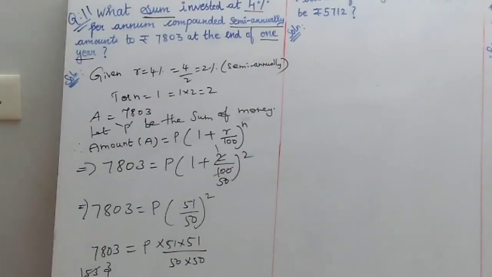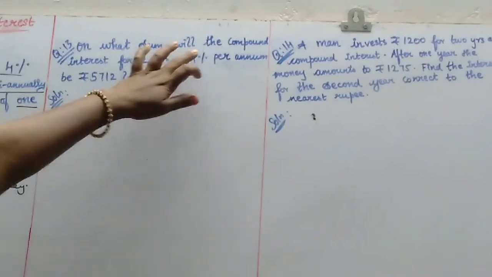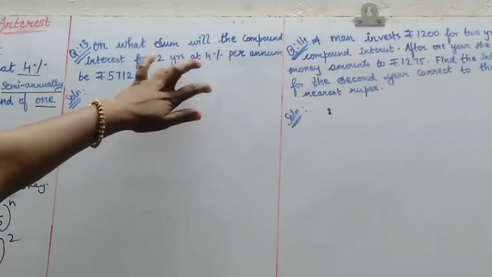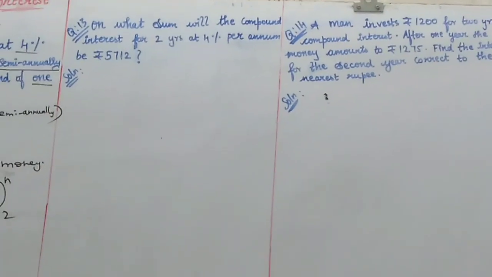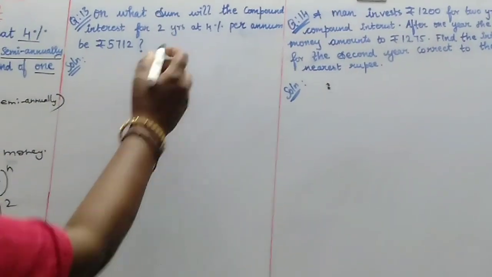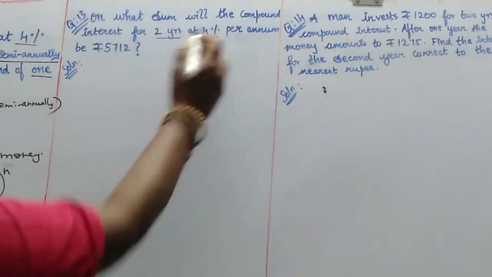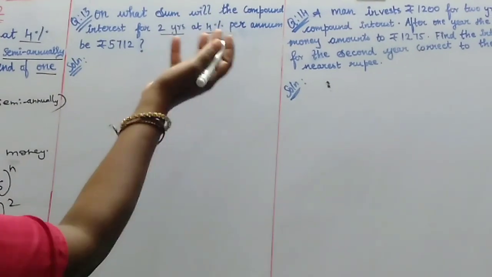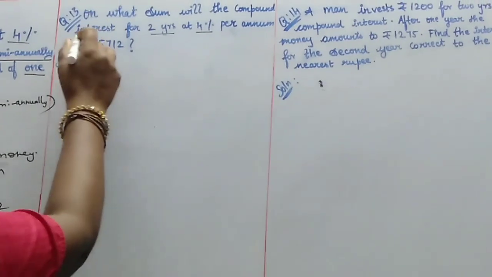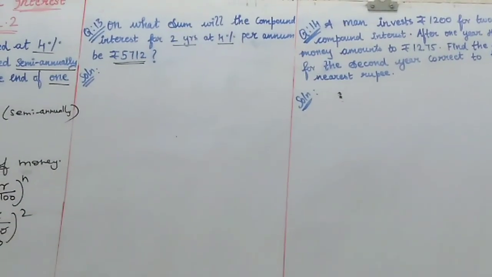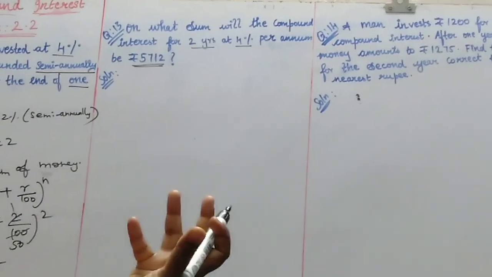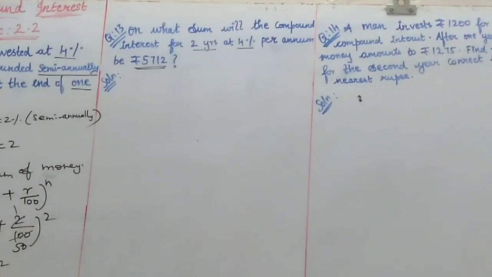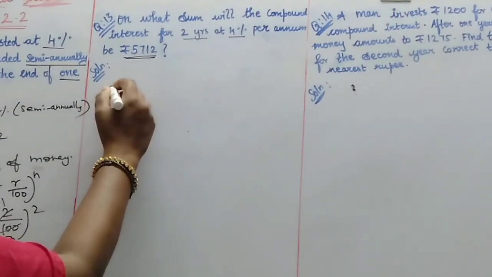Next we will go to the next sum. On what sum will the compound interest for 2 years at 4% per annum be rupees 5,712? Here the time period and the rate of interest are given in years. This is the compound interest value, and we are supposed to find the principal. Since the amount or principal is not given, we cannot use the amount formula here. So we will go with the compound interest formula.